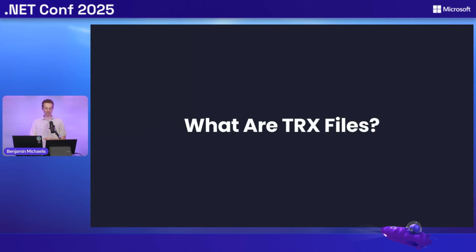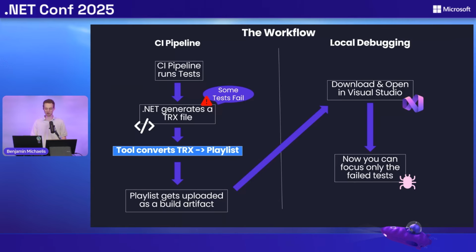When we focus on this and we take together the TRX format that we now have, which can determine which test failed in our run, and we're now able to generate a playlist file, we could theoretically put these pieces together. So how does this actually fit together in practice? This is what our workflow looks like. We start with a CI pipeline wherever you run your automated tests. Some tests are going to fail in your pipeline, and the pipeline generates the TRX file automatically. This is something that .NET already does.